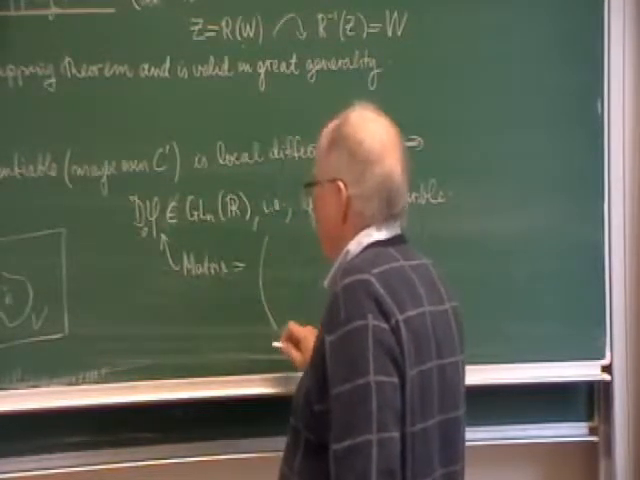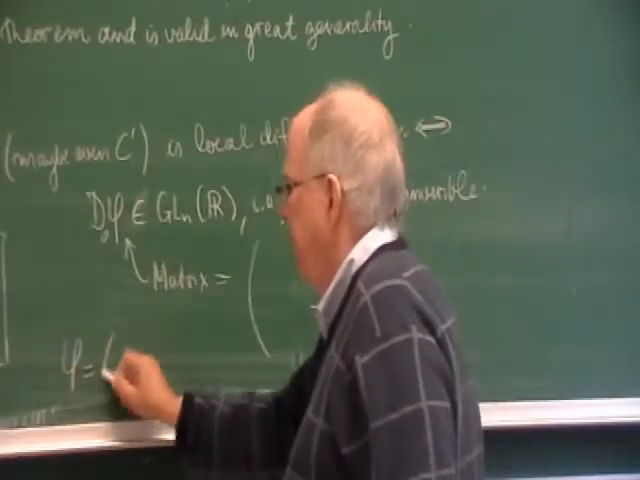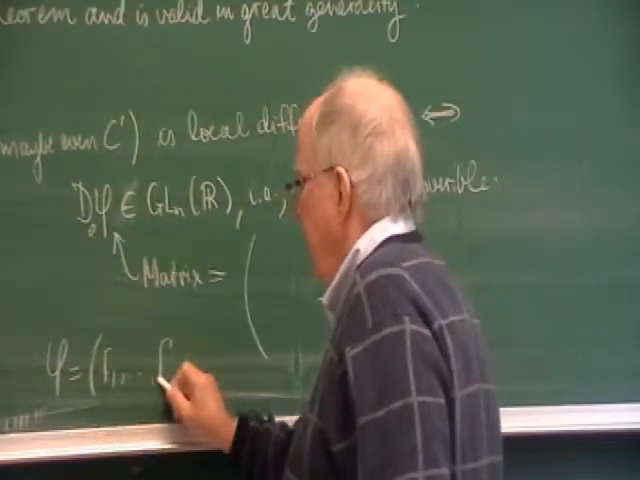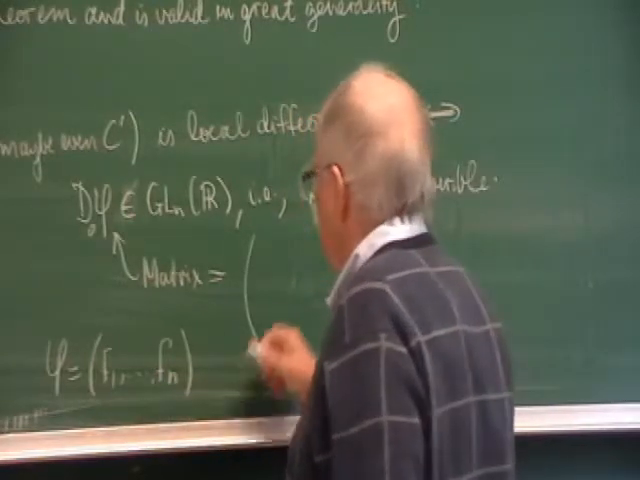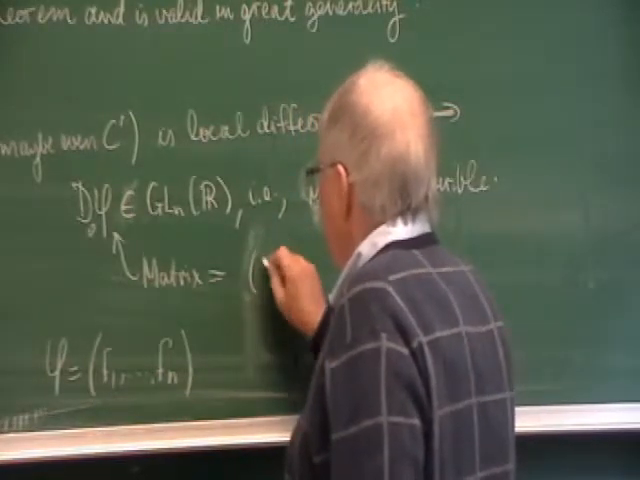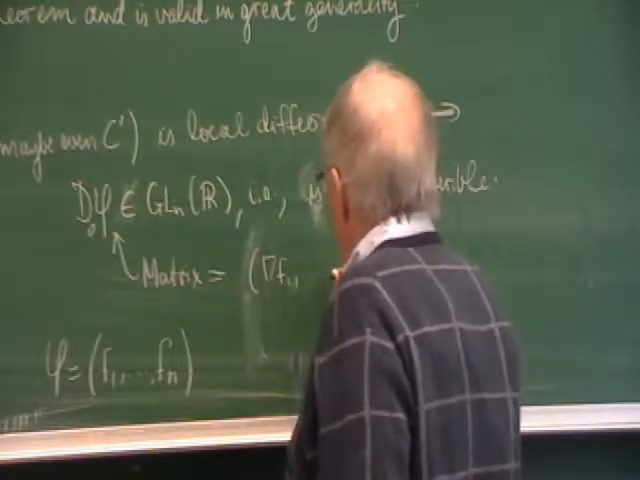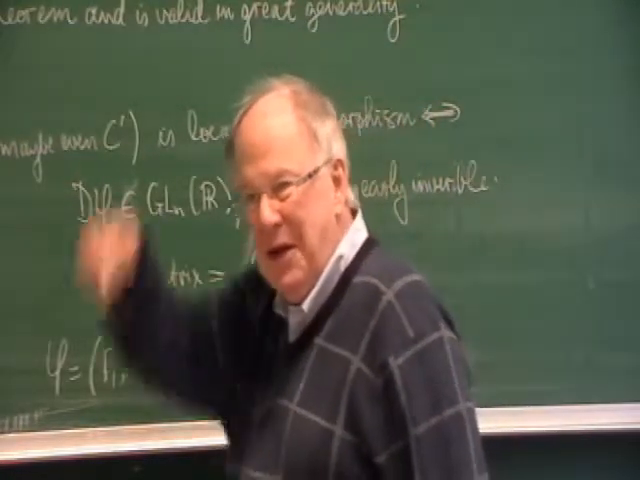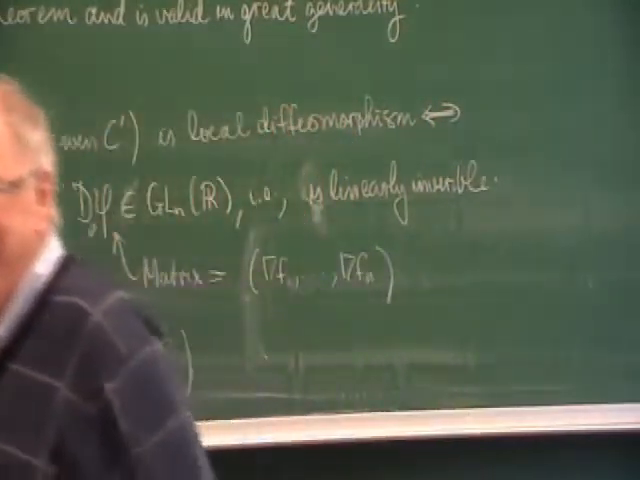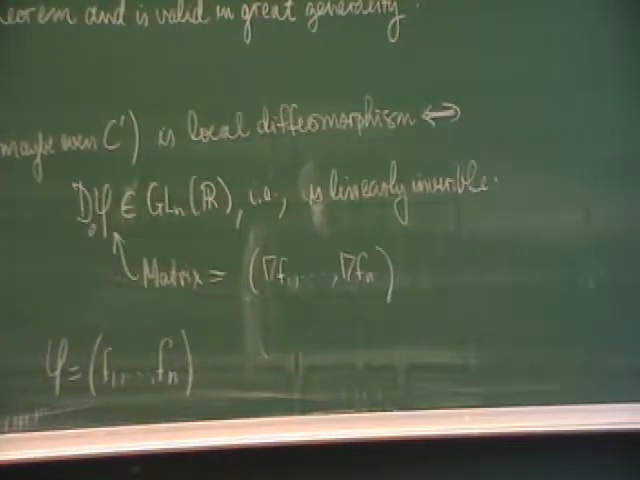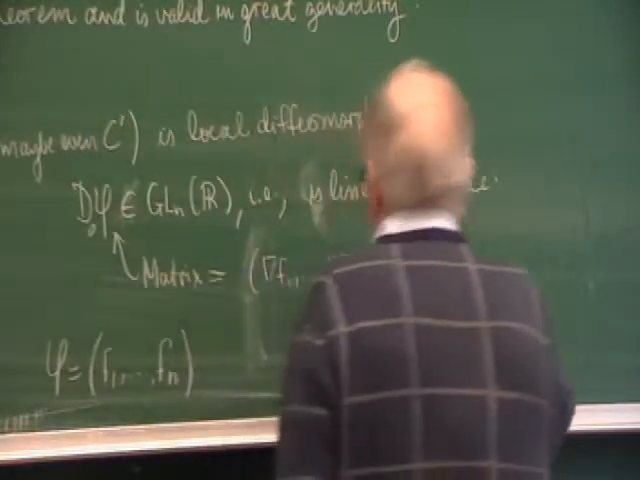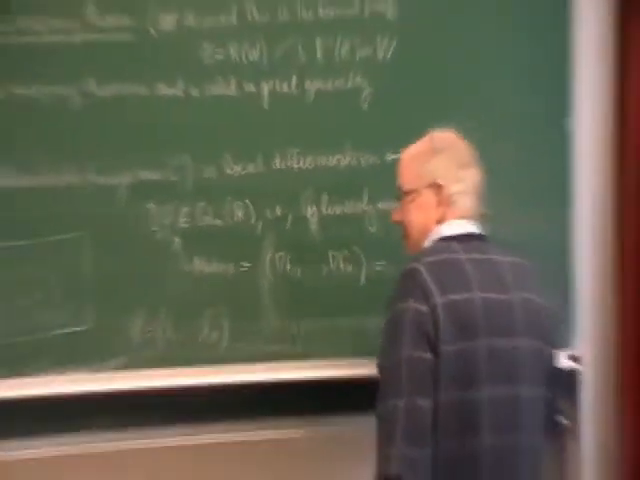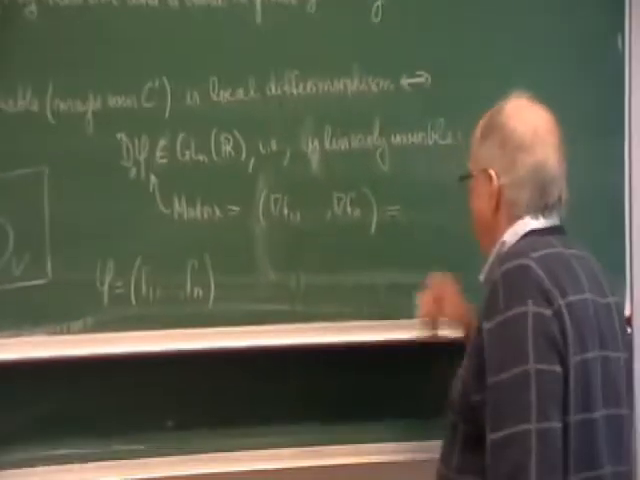And I like to write this, if phi is given by functions f1 through fn, so it's given by smooth functions, as a matrix in my notation of column vectors, gradient f1 through gradient fn. I will ask the physics people if you like the gradient being a column vector or not. It's canonically a one-form, so I think it should be considered a column. Okay. So this is a matrix.